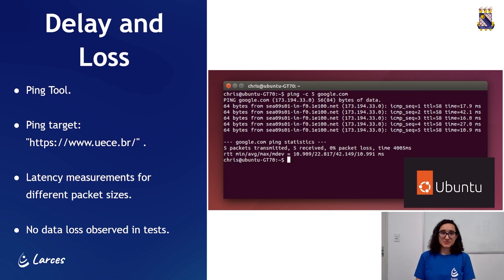For the delay and loss, we use the ping tool to analyze the reachability and responsiveness of the host www.uece.br. This tool sends ICMP packets to the target services and records the travel time for each packet, helping to measure network performance, troubleshoot problems, and detect packet loss and latency variation. The test was conducted with packets of varied size, 100, 500, and 1,000 bytes, for a detailed analysis.